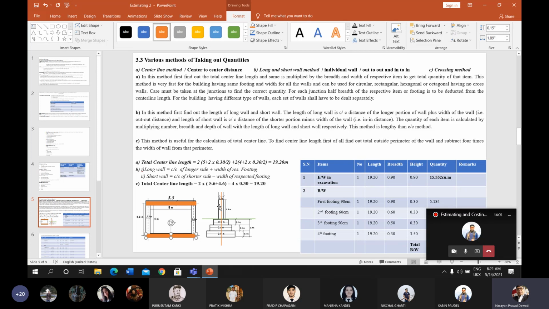The other width and height of the respective footing can be taken from the section of the drawing. Only the length is calculated using the length of long wall and short wall. This is the second method.